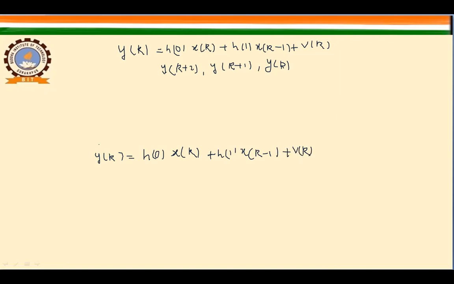ठीक, जब टाइम k की जगह k plus 1 लिखेंगे तो क्या हो जाएगा, y of k plus 1 इज इक्वल टू, जहां जहां k है वहां k+1 लिख देंगे। ठीक, दिस इज k की जगह वी रिप्लेस k+1, h naught x of k+1 प्लस h1 x of k प्लस v of k+1.